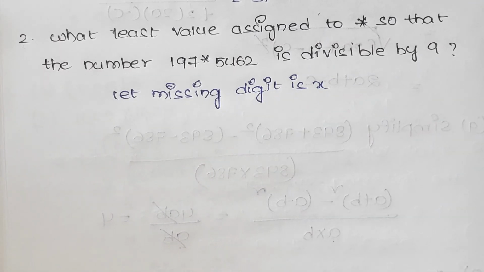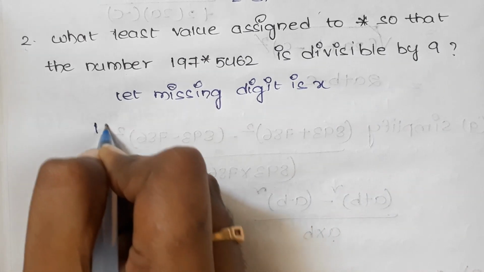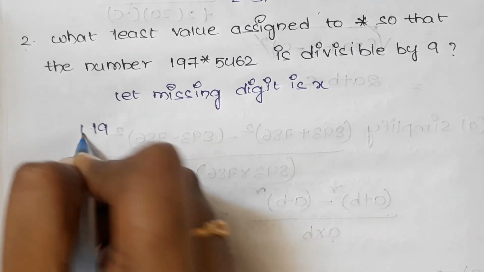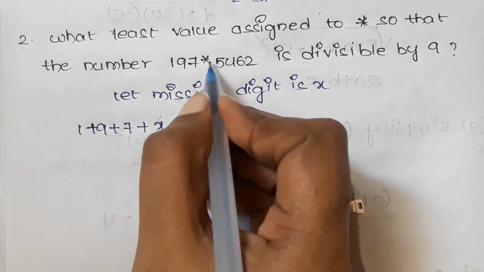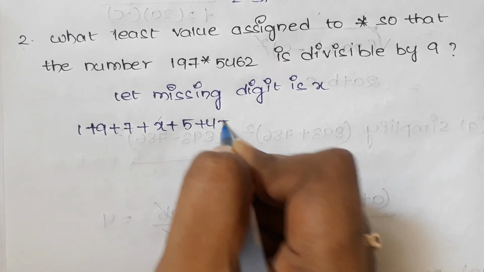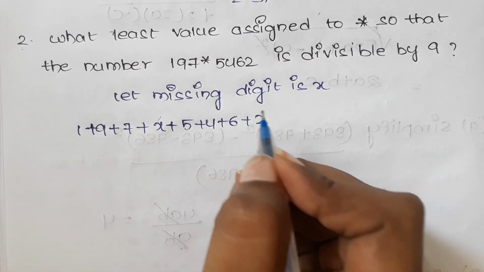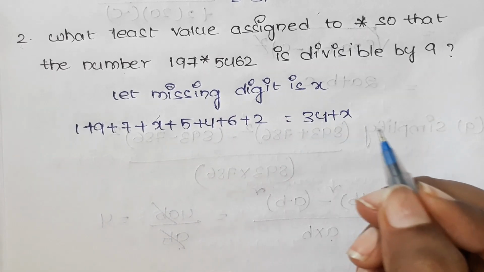And we know that the divisibility rule of 9 is, if the sum of all the digits is divisible by 9, then the number will also be divisible by 9. Now let us add all the digits, 1 plus 9 plus 7 plus, in place of star we will keep x, plus 5 plus 4 plus 6 plus 2, that equals 34 plus x we will get.